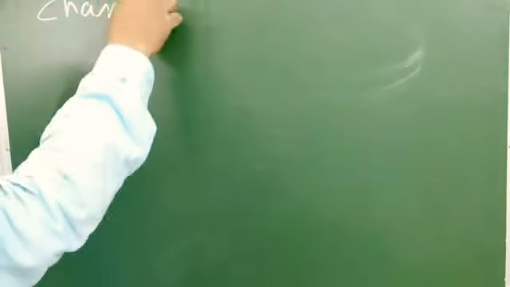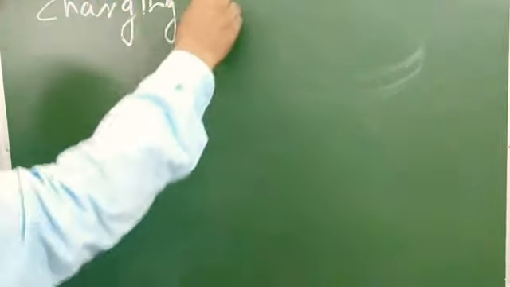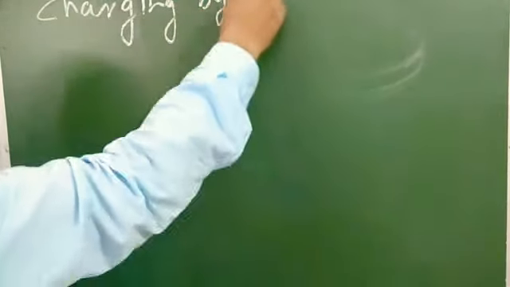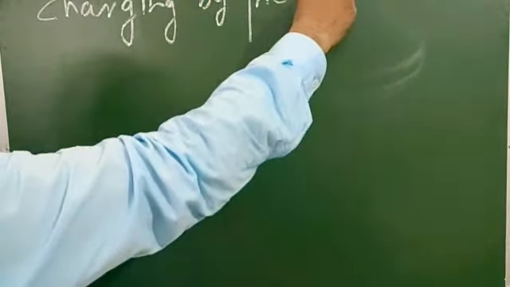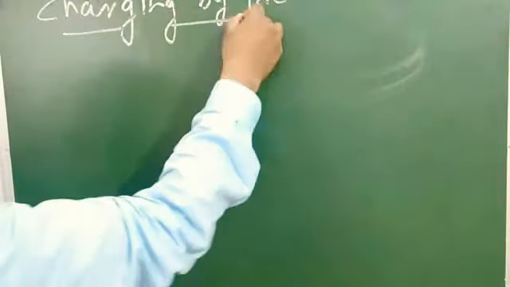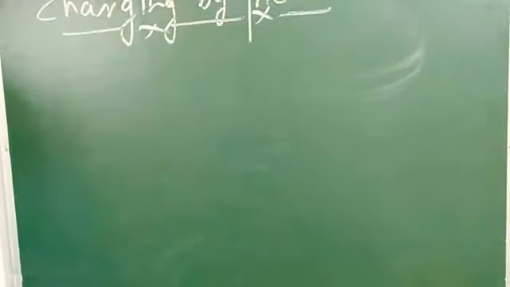Hello students, today we will discuss different methods of charging. There are several methods by which a body can be charged. First of all, we will discuss charging by friction. The charge developed by this method is known as frictional electricity.